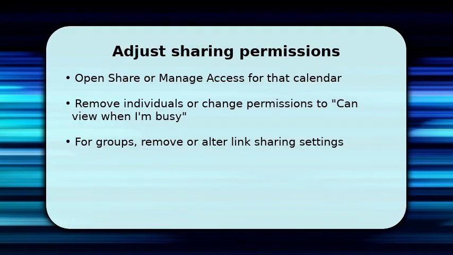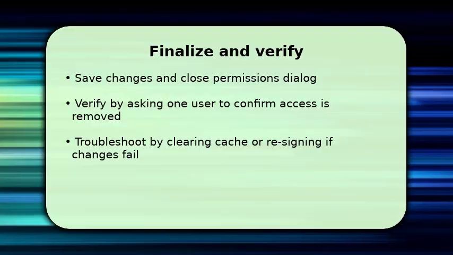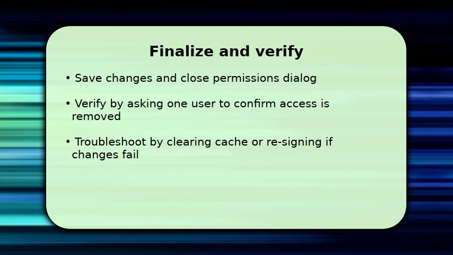Outlook sometimes requires an explicit save, update, or done click to apply permission edits. Finish by saving changes and closing the permissions dialog, then verify the update. You can ask one former recipient to try opening the calendar or check Manage Access again to confirm they're gone.